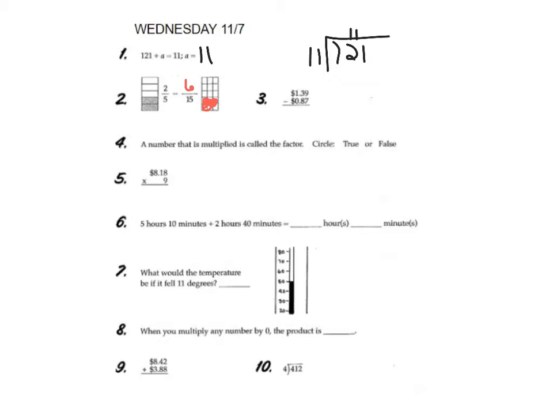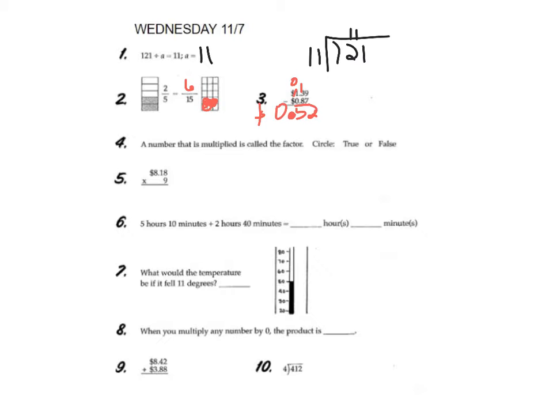So let's go ahead and do the next one. The next one, you have $1.39 minus 87 cents. So 9 minus 7 is 2. 3 minus 8 we can't do, so we have to regroup. So 13 minus 8 is 5, and you bring down the decimal, and there's 0. So your answer is 52 cents.